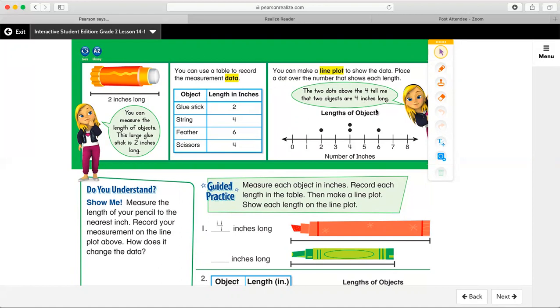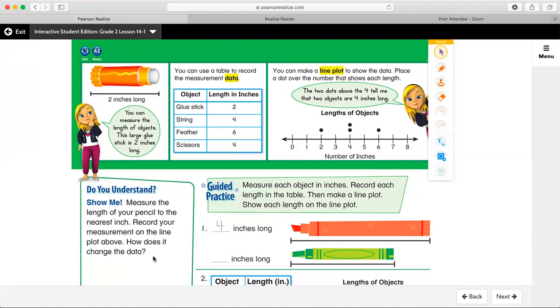It's also very important that you label your number line and your line plot as well. So we're figuring out lengths of objects. That's the title of the graph. That's the overall goal of what we're working on. And down here, these are number of inches. We're trying to figure out the length of objects in inches.